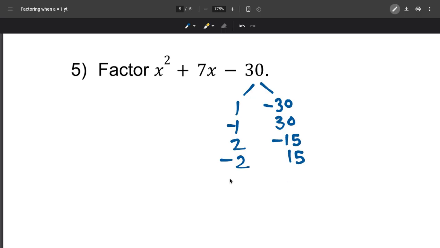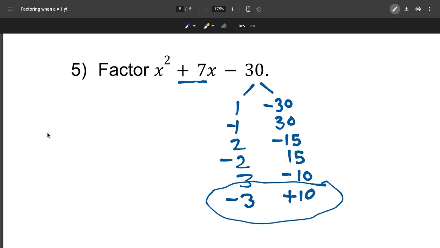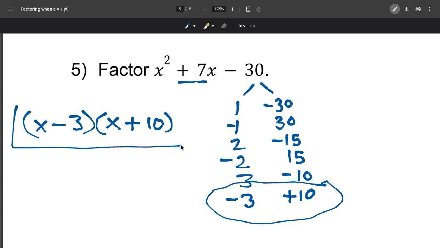But let's see here. If I do 3 times negative 10, that gives me a sum of negative 7 when I add those two numbers. I'm trying to get positive 7 here, so I'm close. But if I do negative 3 and positive 10, well, that multiplies to negative 30 and adds to positive 7, so that's the pair I want. So I can write this in factored form as x minus 3 times x plus 10. And that's my factored form for this particular problem.